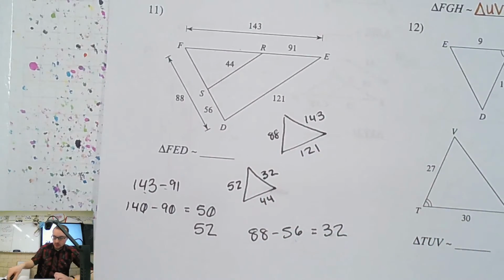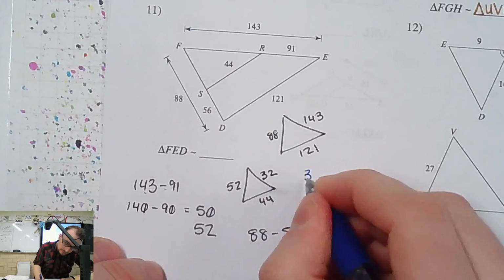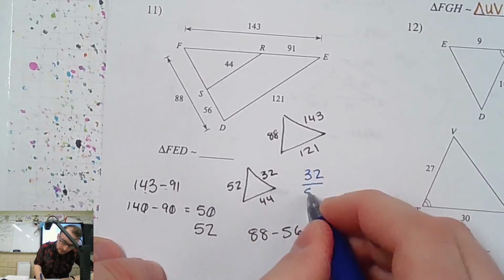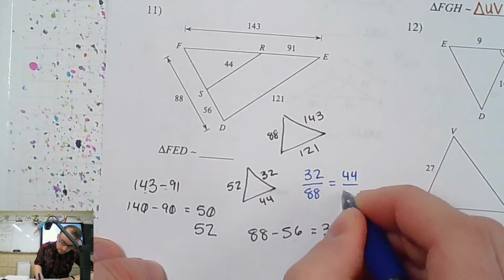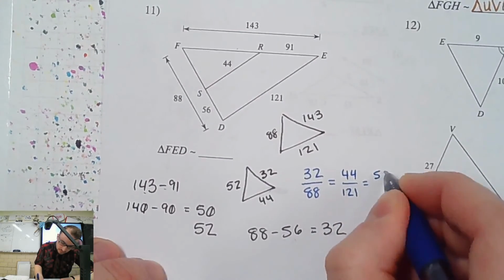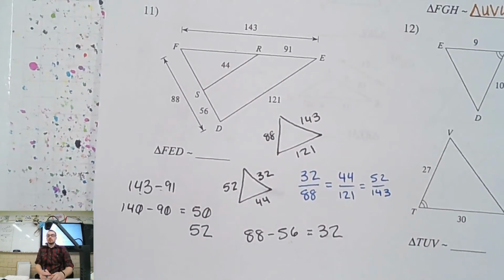So let's match up small and large. Smallest on this guy is 32. It's going to go with the smallest on this side, 88. And if all of them are proportional, this statement is true, then we've got side, side, side.